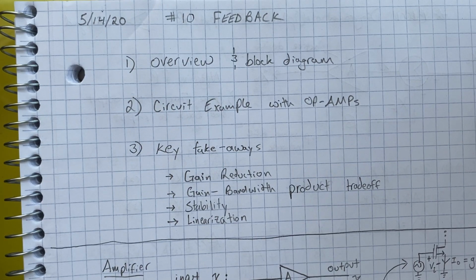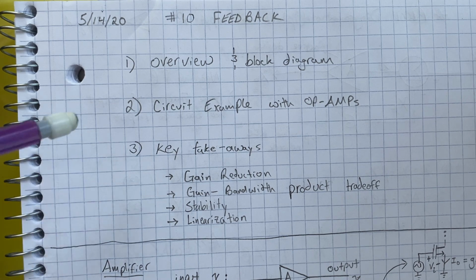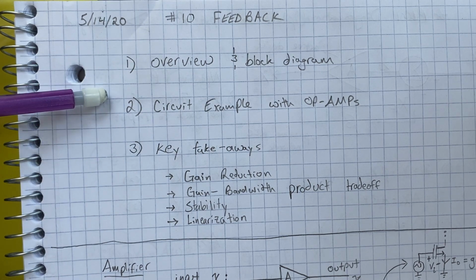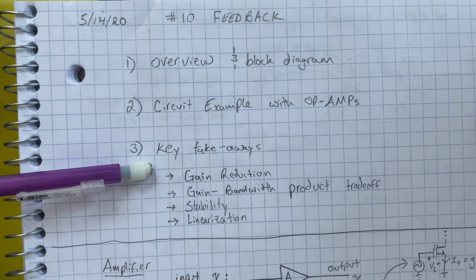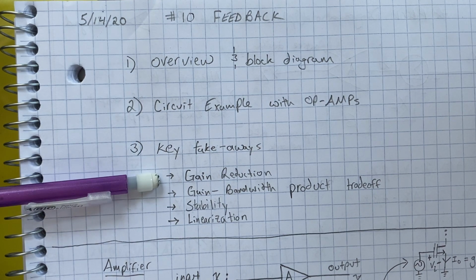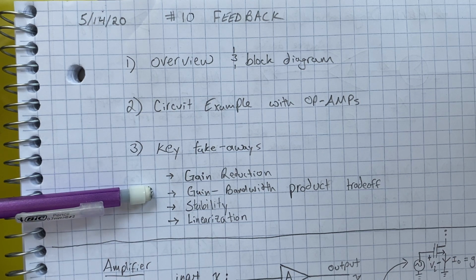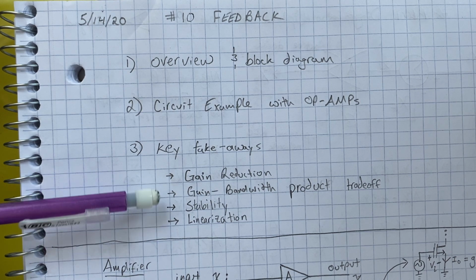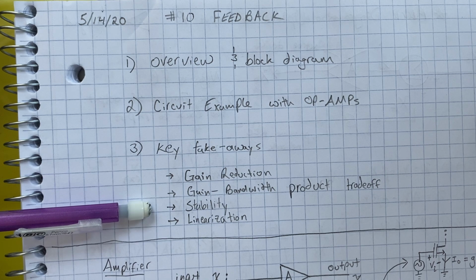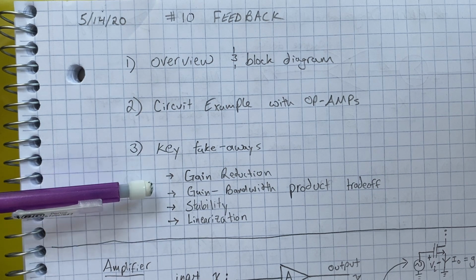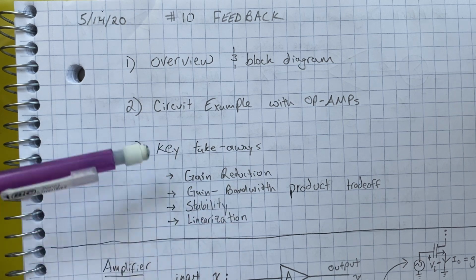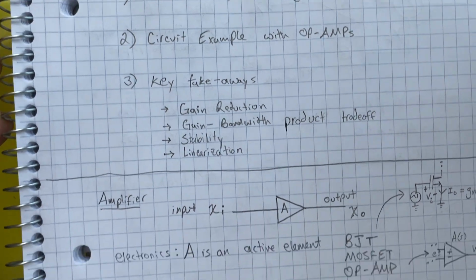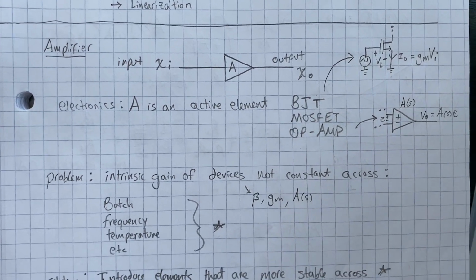Right now we're going to talk about feedback. We'll start with an overview, block diagram, and motivation, then get into some circuit examples with op amps specifically. Along the way we're going to have some key takeaways, such as feedback reduces the gain, but what you gain from that trade-off is stability and linearization. We'll also notice a gain bandwidth product trade-off, so your bandwidth increases as you reduce the gain. So let's start with the background to block diagrams.